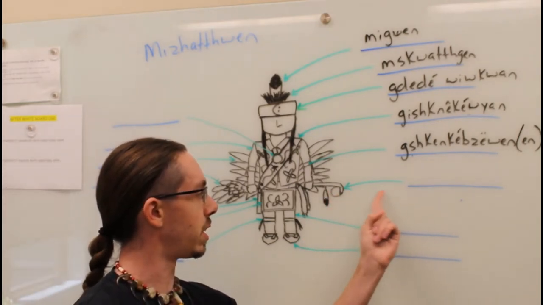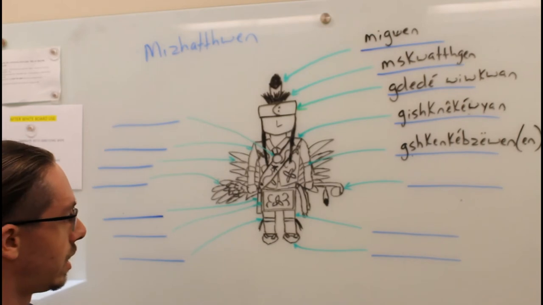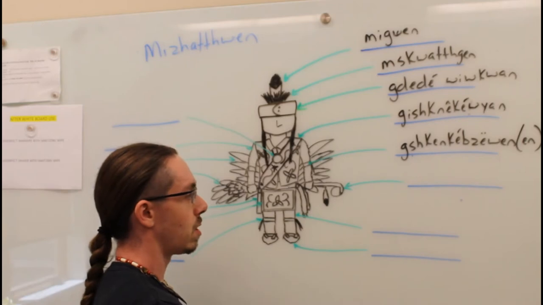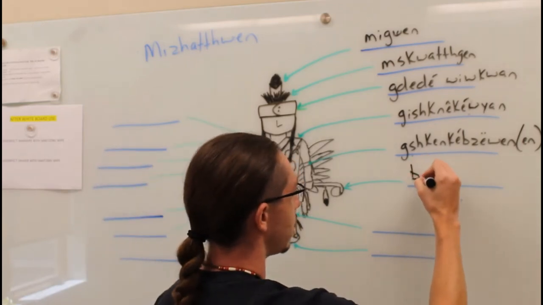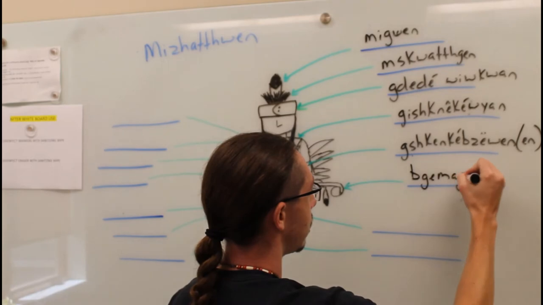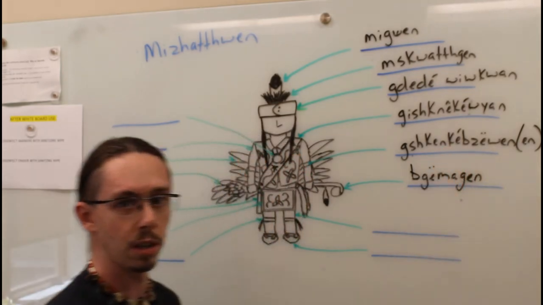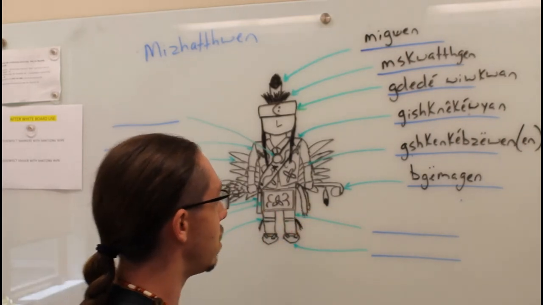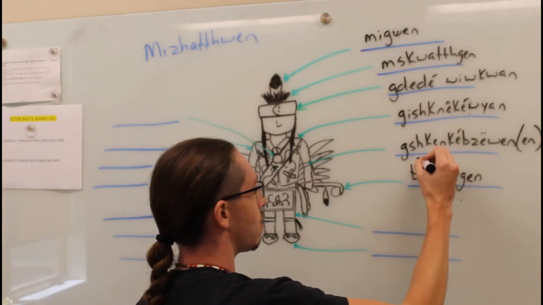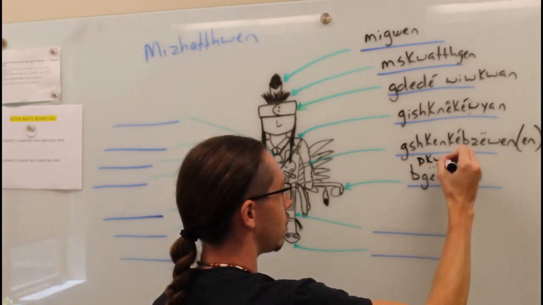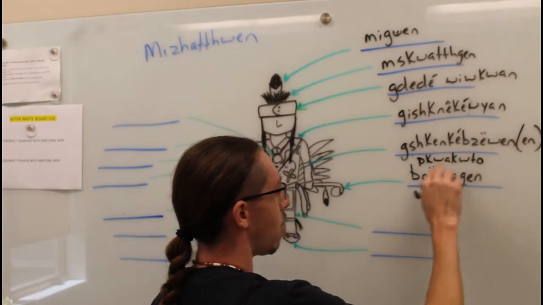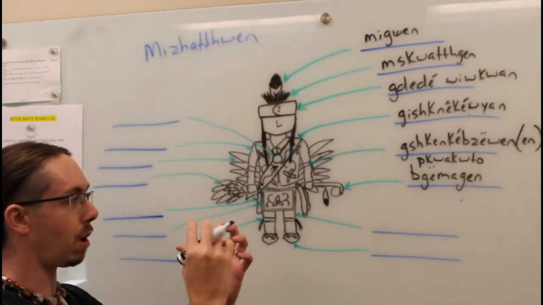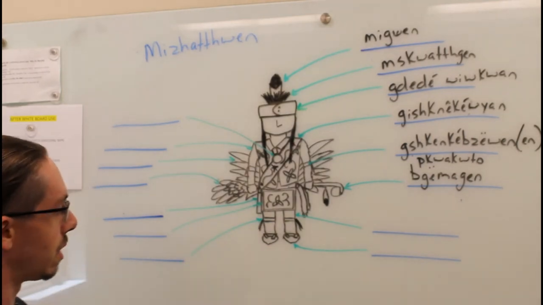Here we are pointing at the, I can't even think of the word right now. War club. So, one term for that is bukamagan. Now, you can be specific as to the ball-headed war club and say kwakwato bukamagan. Kwakwit is a ball. Kwakwato bukamagan, the war club with the ball on the end of it.